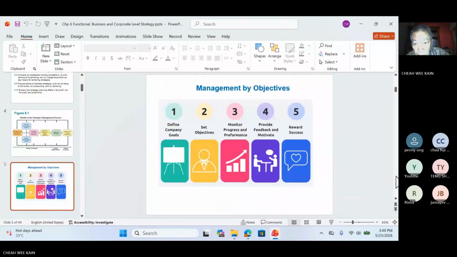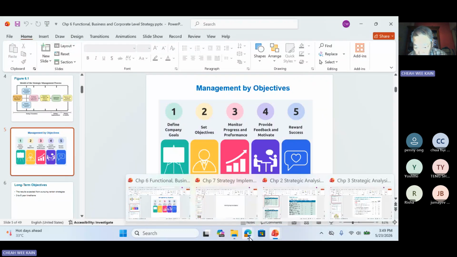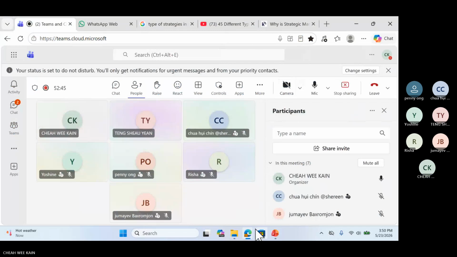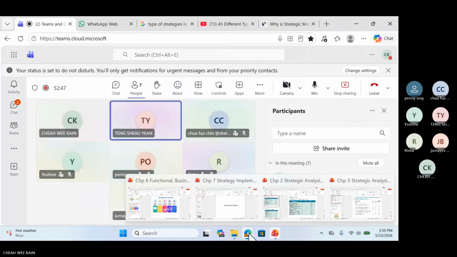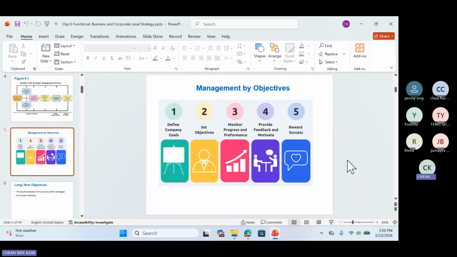Now, I want to talk about something that is quite common. Wait, my line not so good. I want to take away the camera. Now, you can still see, this is MBO, very popular. Define company goals, set objectives, monitor progress, performance, provide feedback, motivate. This is normal. I think everybody knows already.